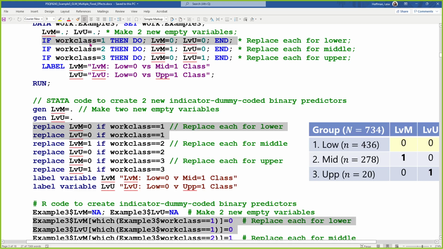So if work class equals 1, work class is the original column that I have as 1, 2, 3s. So it shows up right after the if in SAS, it shows up after the if at the end of the command in Stata, and it shows up inside the which, inside the brackets in R. So work class is the original variable in this example. The two new variables to be created, I have named L versus M and L versus U because that's what they're going to represent. They're going to tell me the difference of the low versus the middle group and the low versus the upper group. So if work class equals 1, those two new variables are both 0.